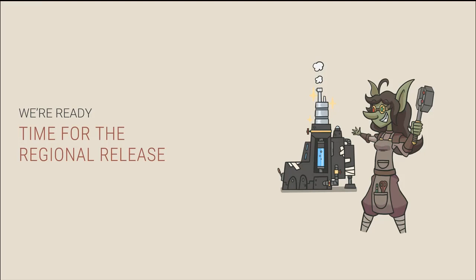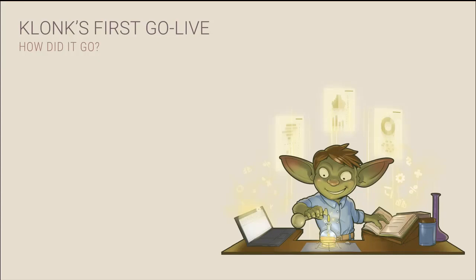It's time for the regional release. So it's Klonk's first go live, him and Bink. Bink's been through this a little bit before, but they go and try to set everything into production. They create the app, and they create some trainings and some announcement material, and they're ready to go. So how does it go?